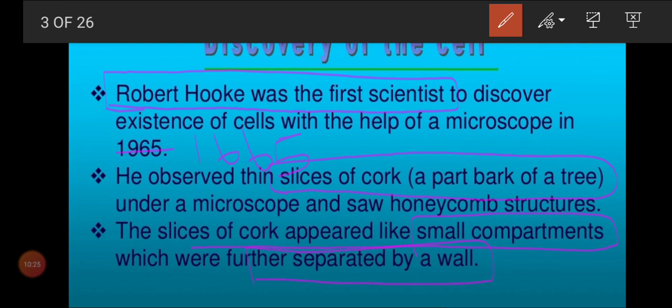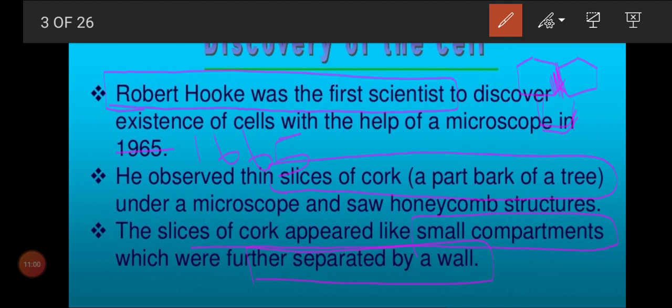So imagine, now I'll draw the structure. Like this, he was able to see many cells. See, the tree also looks like a honeycomb, and each is separated by a wall-like structure. This wall we call the cell wall. Why? The plant cell is covered by a cell wall. So each cell is separated by a cell wall. So who discovered it? Robert Hooke.